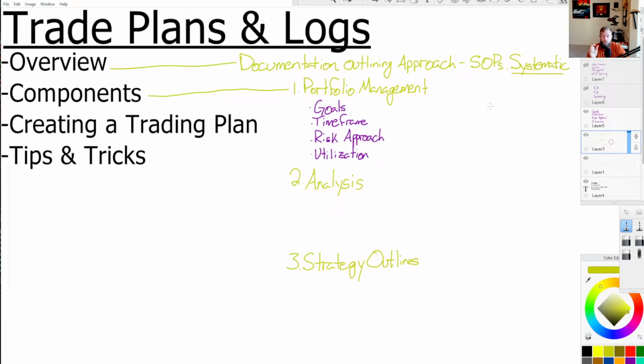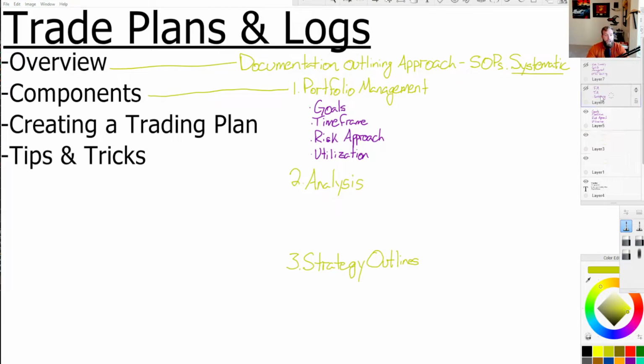Then I like to make sure I have a specific section on risk. How do I feel about risk? What do I assume I'm comfortable with? That's going to be something you need to confirm or deny. And then also, what are my plans for utilization? How much of my portfolio am I going to use when? Things like that. We'll get into an example in just a minute.